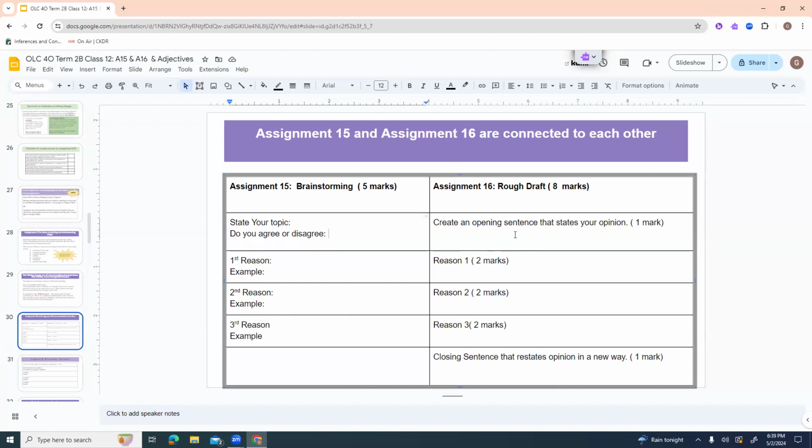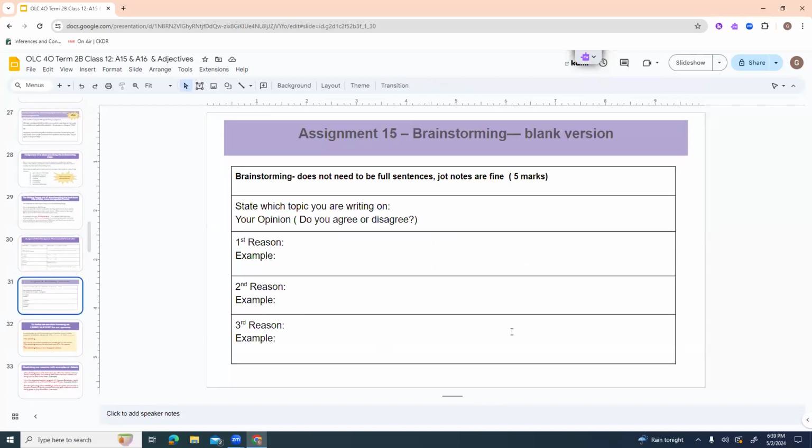And then assignment 16 is where we take all these little jot notes and turn them into good sentences and start to write our rough draft. Okay. So I'll go into that side more. It's basically this side, but more integrated, I guess, more put together. Okay. So this is what we're working on. This is kind of a blank version.